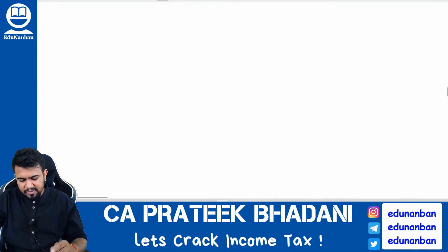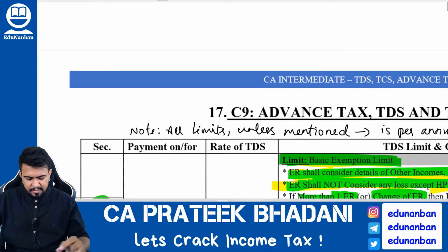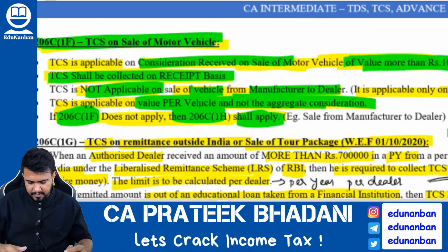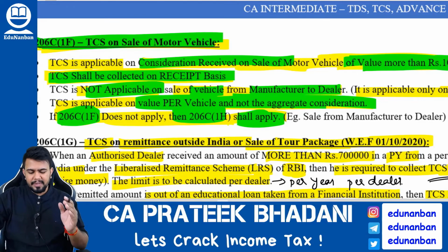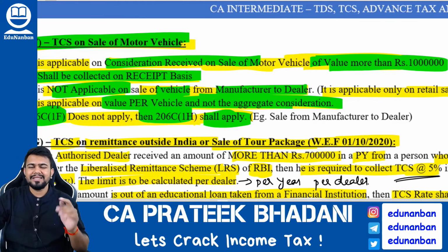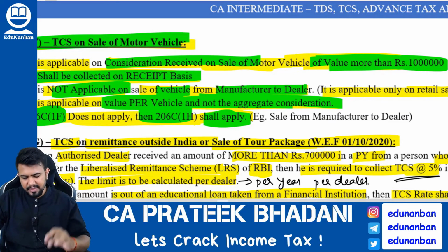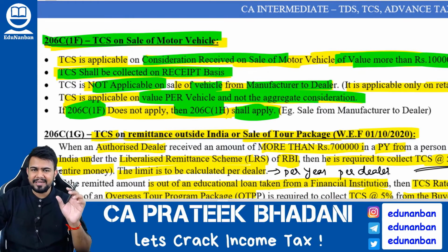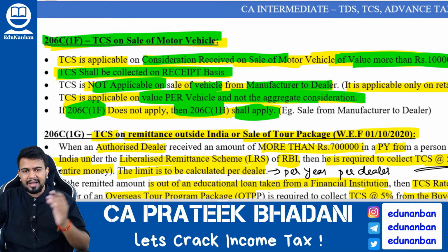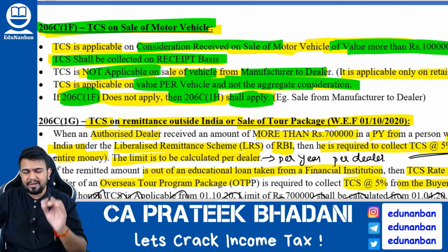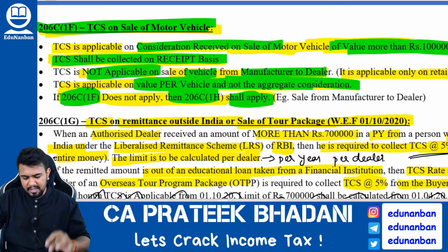Next, TCS is collected only on receipt basis. TCS is not applicable if the sale is made from a manufacturer to a dealer. That is B2B sales, TCS is not applicable. Only for business to consumer sale, TCS will be applicable. Then TCS is applicable on the per vehicle transaction, not on the full consideration during the year. This limit of 10 lakh rupees should be calculated per vehicle and not on the aggregate amount.